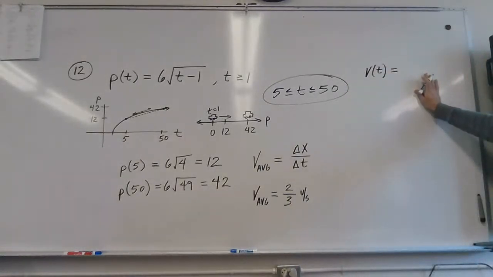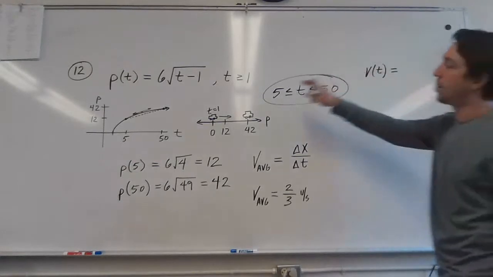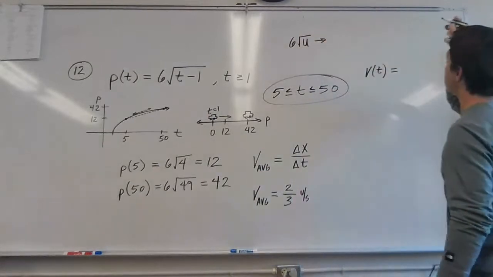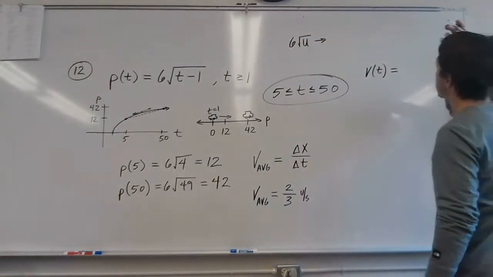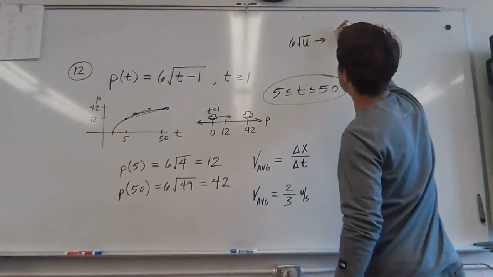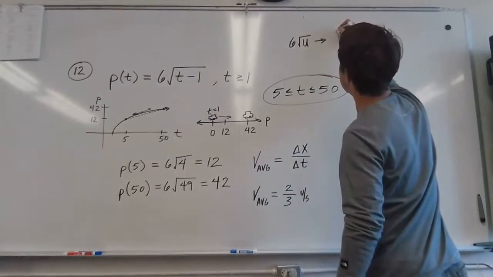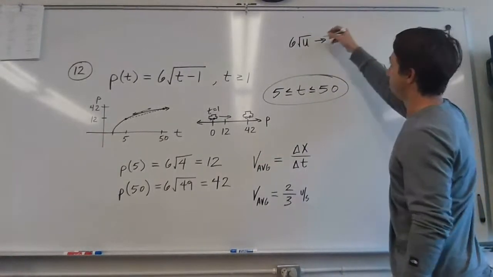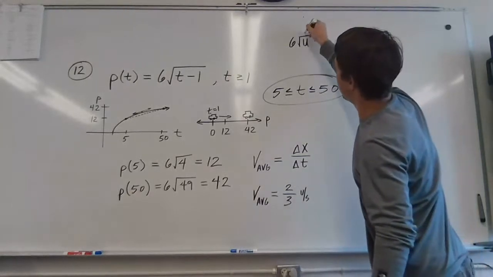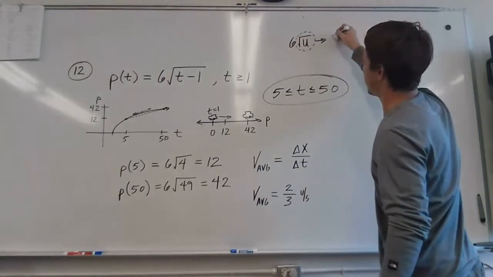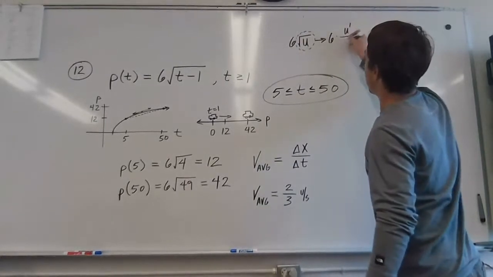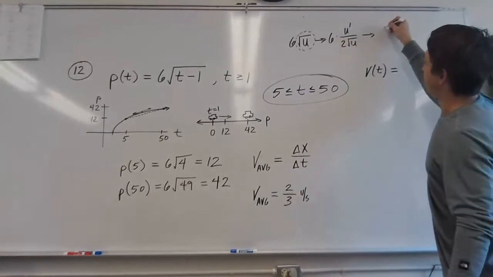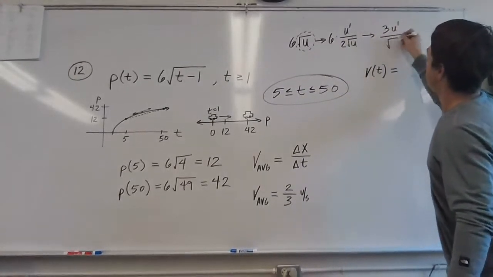what do we do here? What happens if I have 6 root u? What's the derivative of 6 root u? Yeah, if you can get directly to the answer, good. That's correct. You might go, well, I know how to take the derivative of this. That's one I know pretty well. So it's just going to be 6 times u prime over 2 root u. Now, of course, 6 divided by 2 is 3. And so your derivative is going to be 3 times u prime over root u.